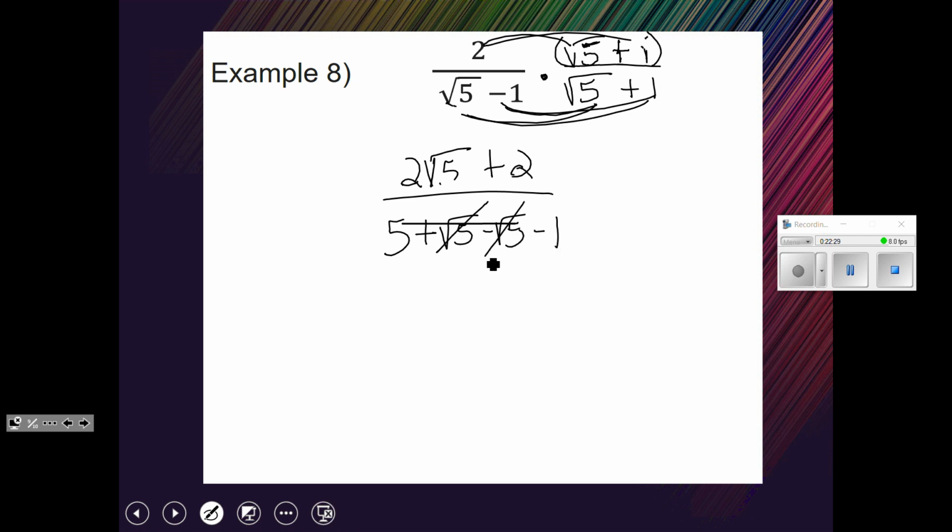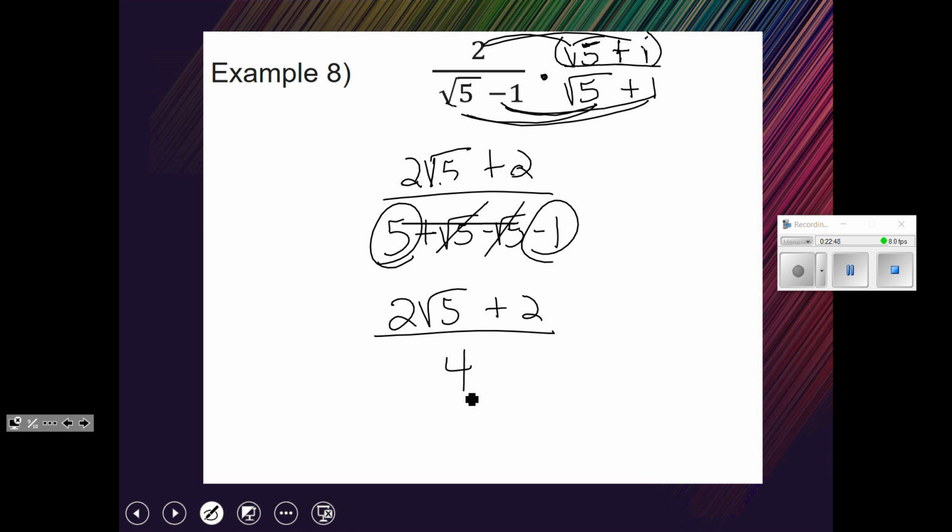And if you just need to multiply the first and the last, like if you understand that. Okay, if you don't understand that, then you need to do the whole FOIL and cancel it out. Okay, so we're going to be left with 2 square root of 5 plus 2. And then 5 minus 1 is just going to be 4.